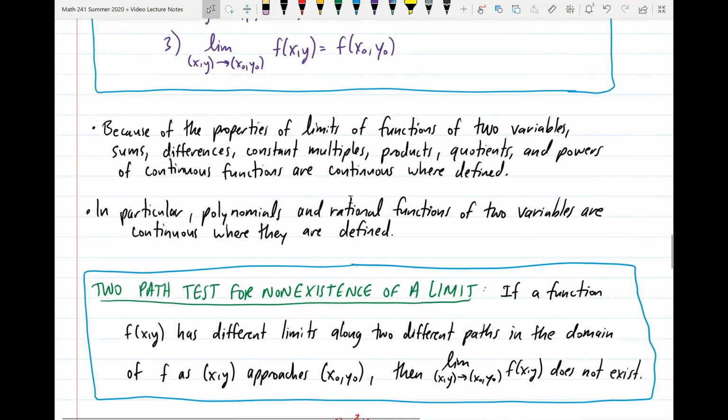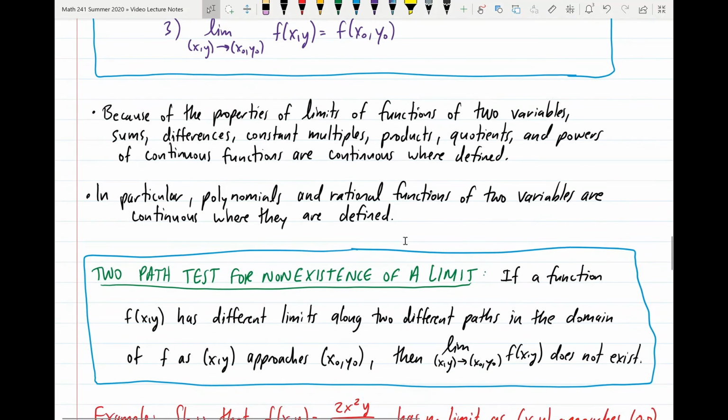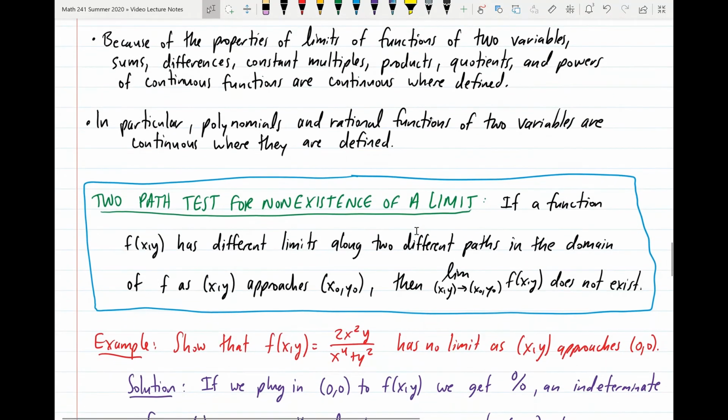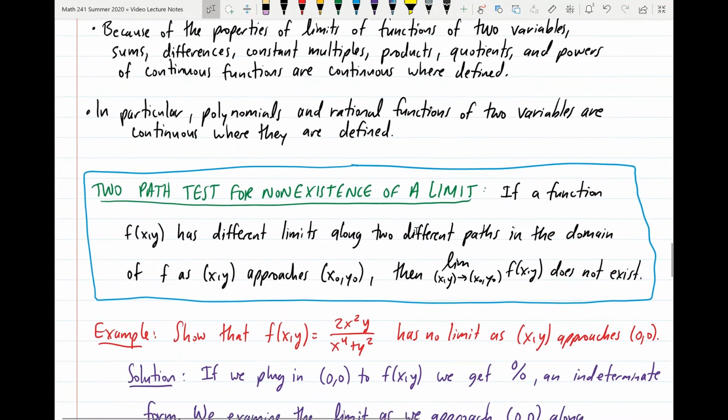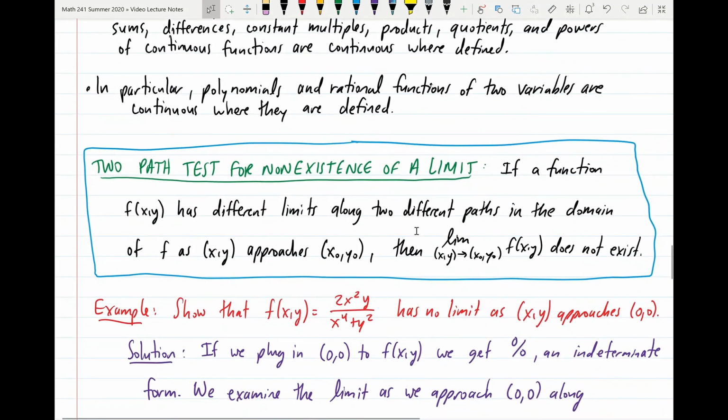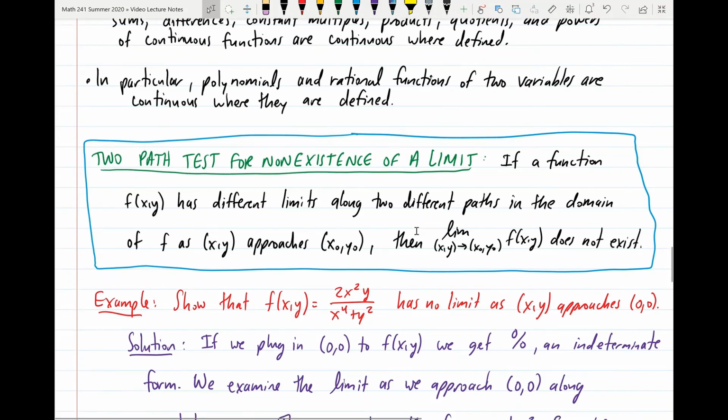And in particular, polynomials and rational functions of two variables are continuous whenever they are defined. So that's an interesting thing to note. Make sure you remember that, because that's an easy way to say right off the bat when a polynomial or rational function is continuous.